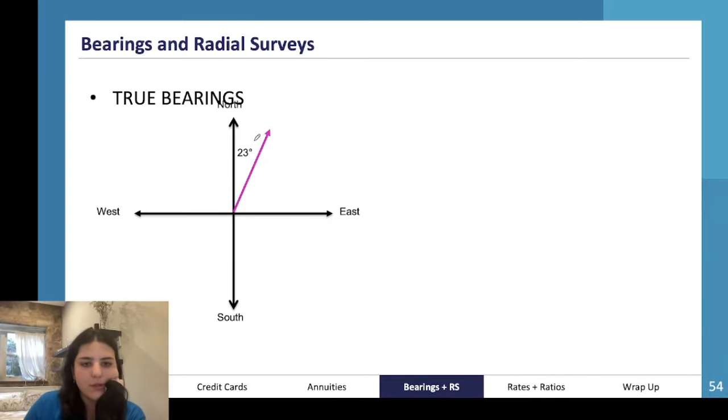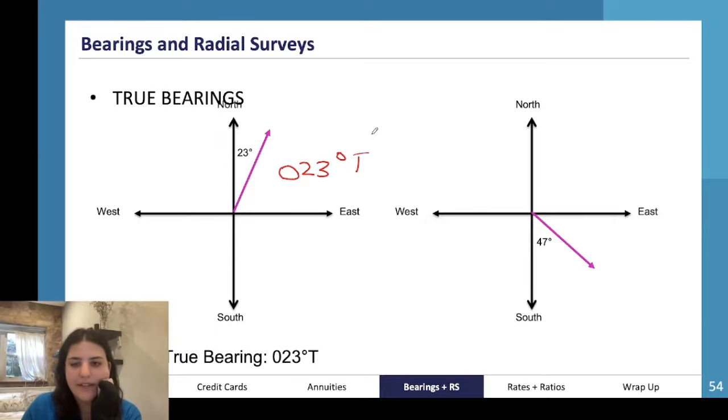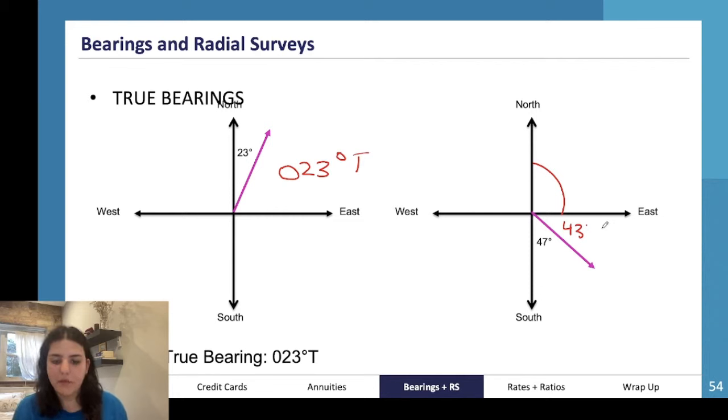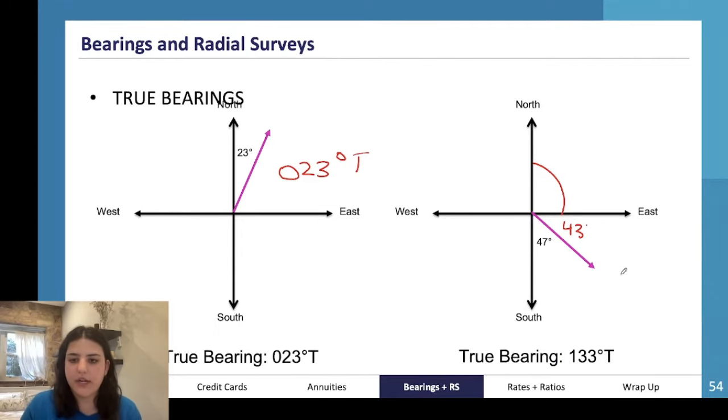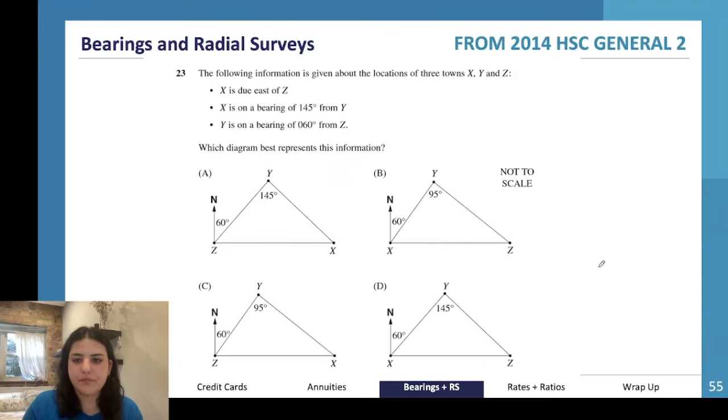We'll have a look at these two. So this one would just be, you always do 3 digits, 23 degrees true, like that. And this one would be 90 plus, this is 47, which means that this must be 43. Yeah, that must be 43. So 90 plus 43 is 133 degrees true.